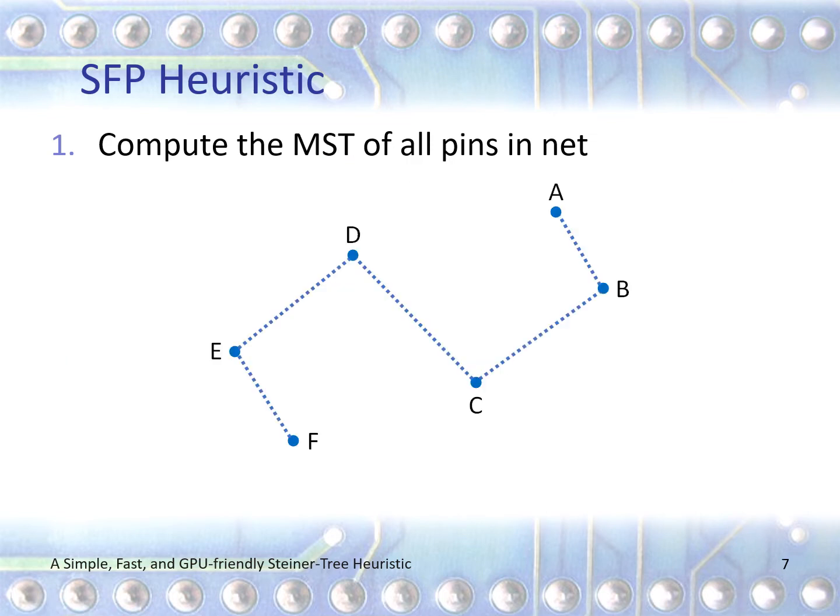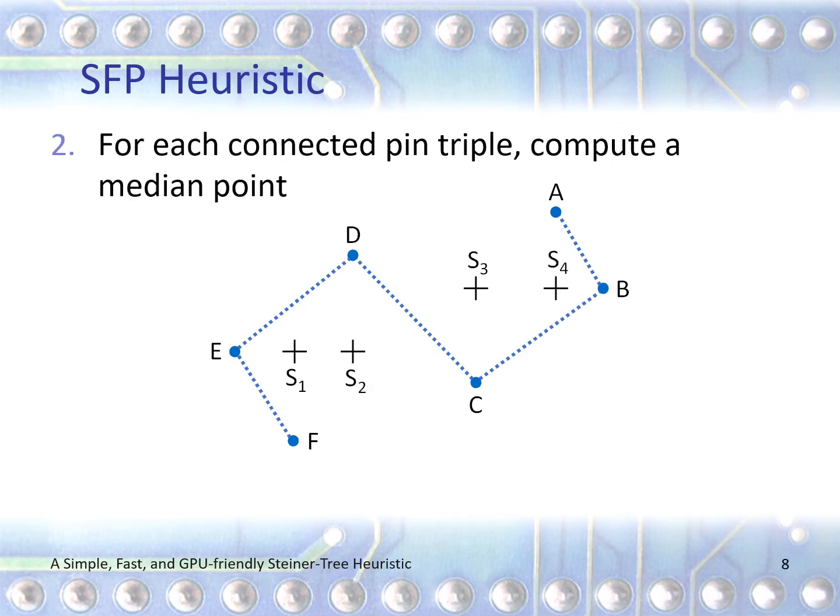Now I will step through the heuristic with you. First, we want to compute the MST of all pins in the net. We do this on this ABCDEF pin net, and the dotted lines represent the rectilinear L connections as shown in the example at the beginning of the presentation. Next, for each group of connected 3 pins, compute a median point. So S1 through S4 are the computed median points, where S1 is the median for DEF, S2 is CDE, and so on.